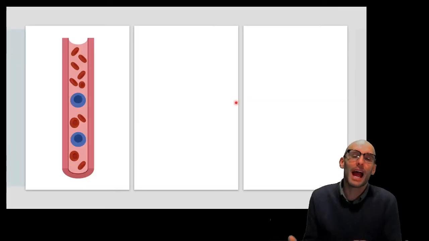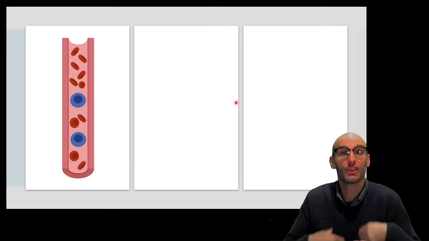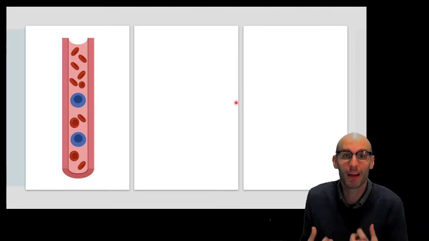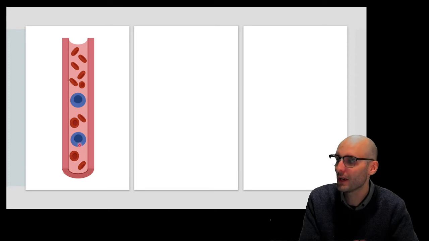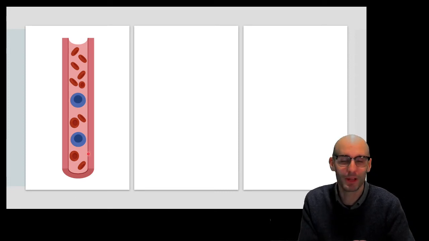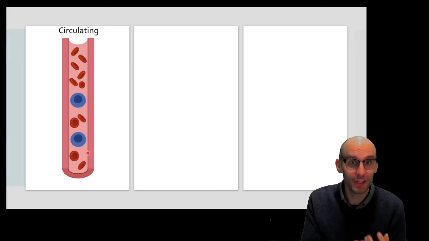So where are these immune cells? Well, we have circulating immune cells that live inside of our blood. So here's just two flowing through our blood vessel. These are called circulating immune cells.